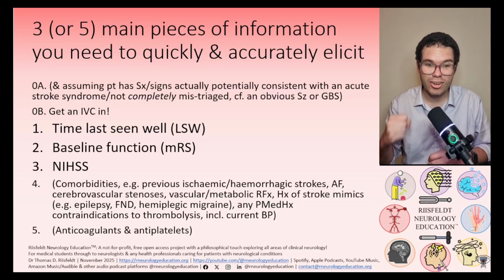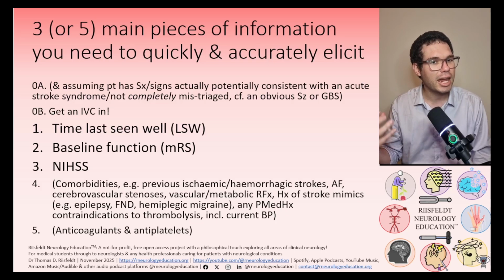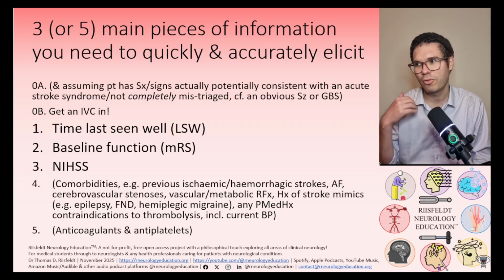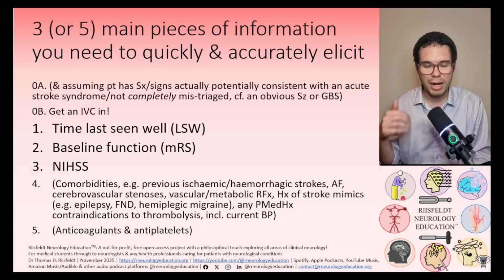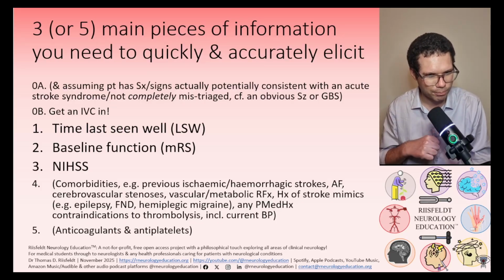I cannot stress this enough in terms of minutes lost in terms of door to needle times, door to puncture times with thrombolysis and mechanical thrombectomy, so your key performance indicators, your KPIs. One of the things that slows you down the most is just not having a cannula in. So before you even start asking the patient questions, before you even start doing anything else, make sure that the patient has a cannula in. And I'll harp on about that more in a little bit.